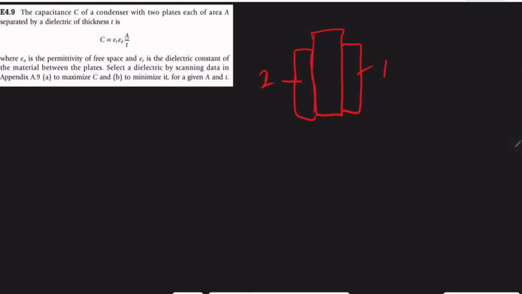Separated by a distance, and they told us that the formula for capacitance C is given by the dielectric constant εr times ε0, the permittivity of free space, times the area A divided by t, the thickness of the separation of the two plates. So they told us to maximize for A.